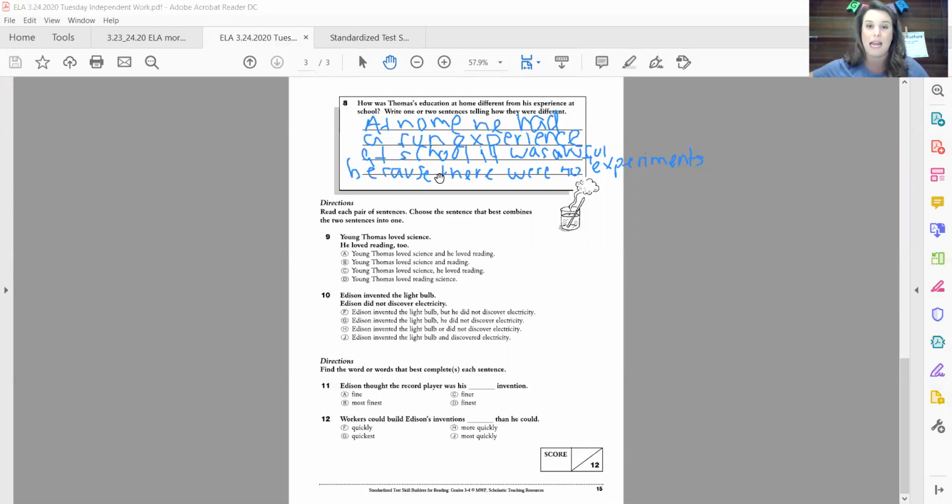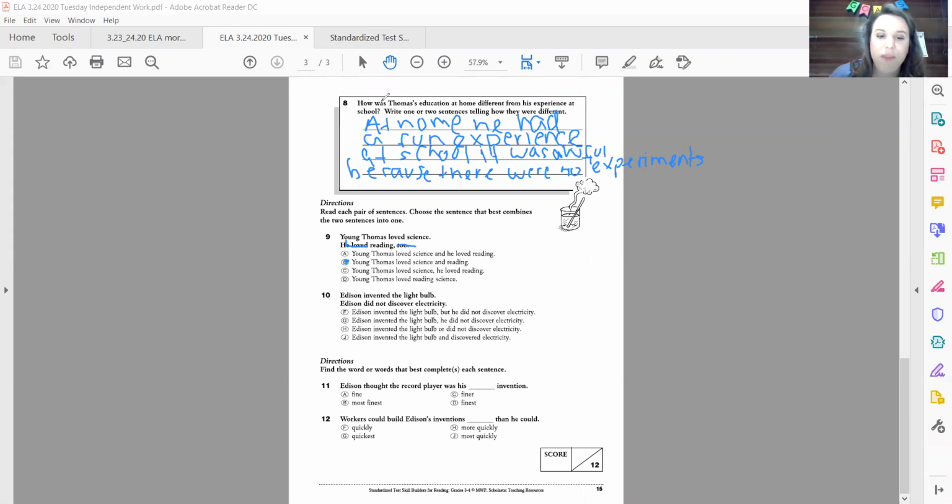He loved reading too. So we've talked about when we're combining 2 words using the conjunction, or 2 sentences using the conjunction and, we get rid of the words that repeat over and over again. So in this case, young Thomas loves science, and you can get rid of he because you already used his name. You can get rid of he and loved because you already used loved. And you can get rid of to because you're making it into one sentence, not another sentence. So young Thomas loved science and reading. And that one would be B.